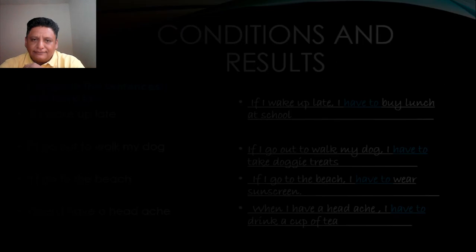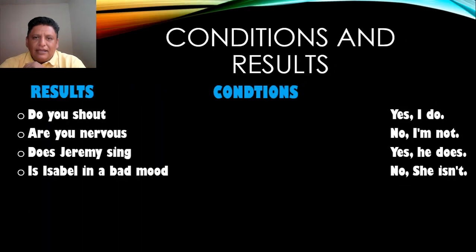The next one is conditions and results, but this time we are practicing the questions. So remember, for the results, we're going to ask the question. For example, do you shout? And in what conditions do you shout? Are you nervous? And in what condition or in what situation? Does Jeremy sing? In what condition or in what situation? Is Isabel in a bad mood? In what condition or in what situation? So, according to the condition, we are going to ask about the results.